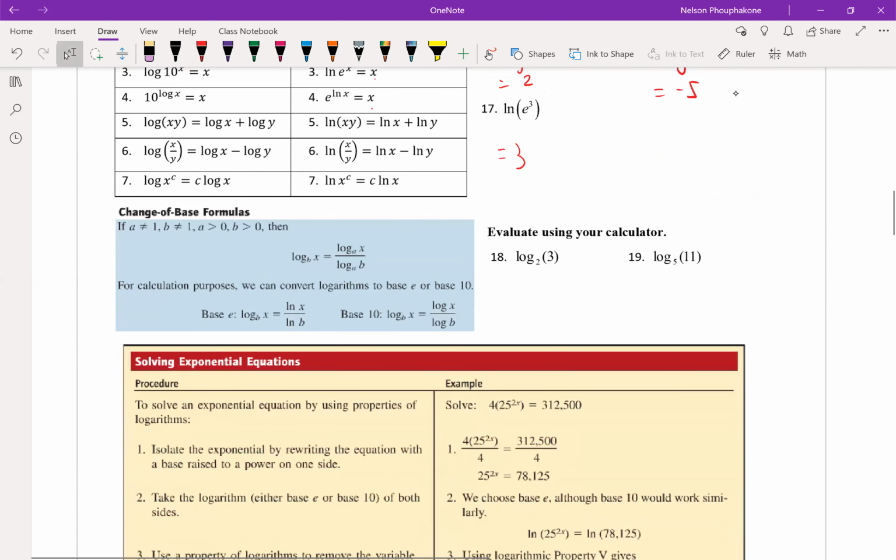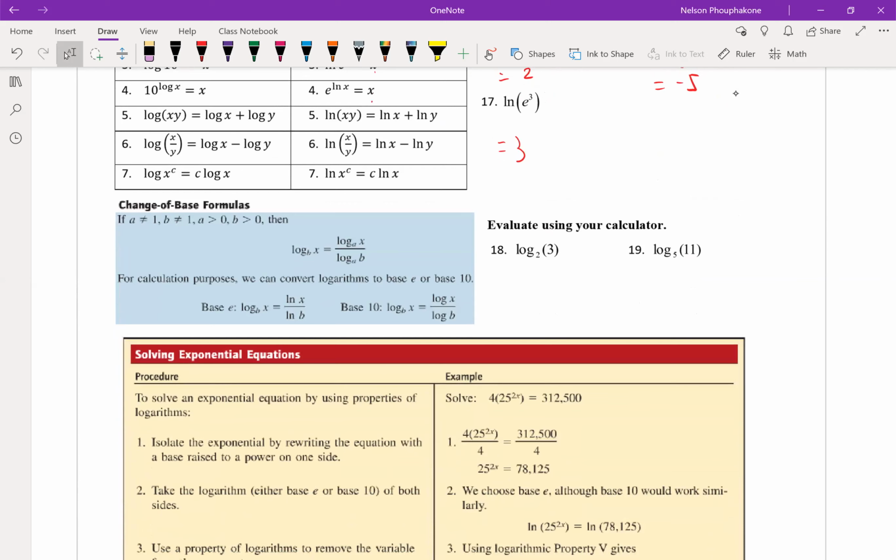Now, the last thing that I would like to talk about in this video is the change of base formulas. If I have log base b of x, I could rewrite this as log base a of x over log base a of b. I could change the base to any base we want, as long as these two bases are the same. So if I change the base to e, then log base b of x equals natural log x over natural log b. If I change it to the common log, base 10, then I will have log of x over log of b.